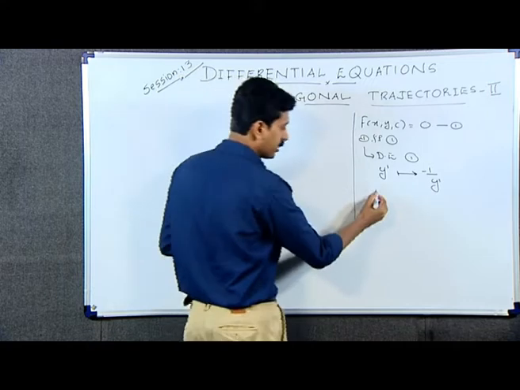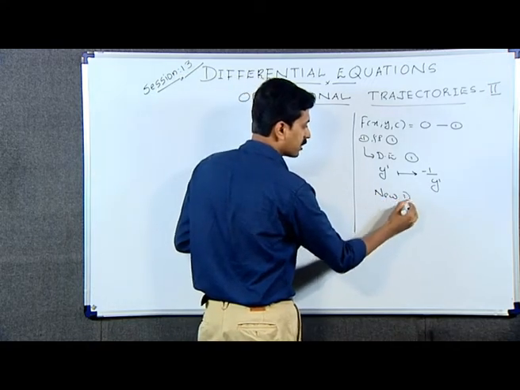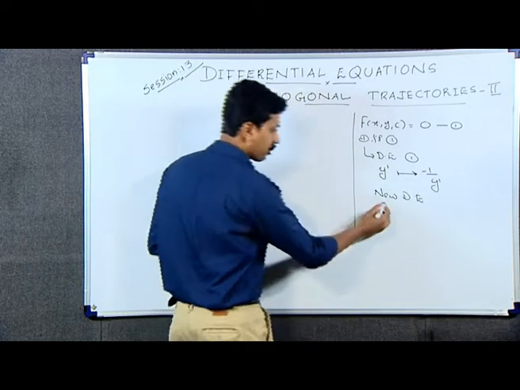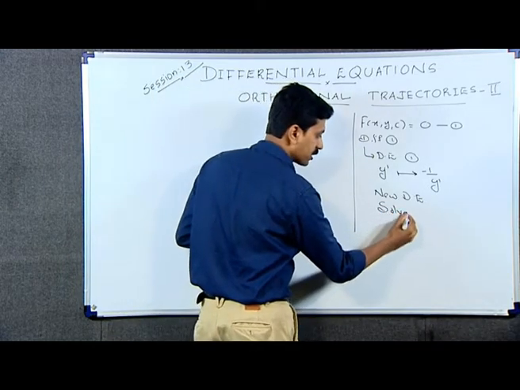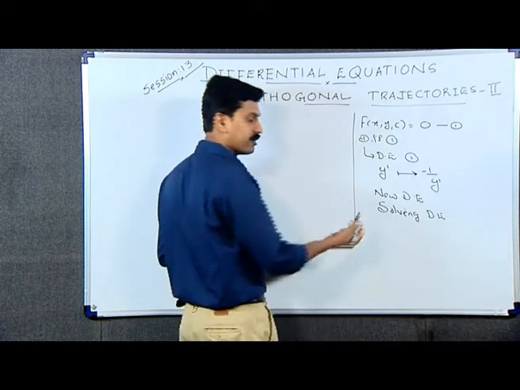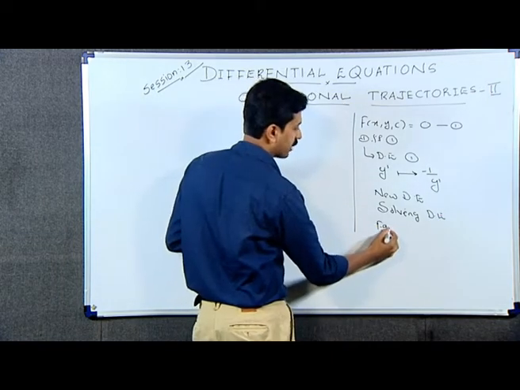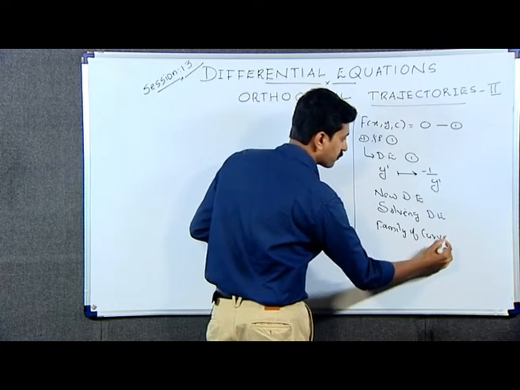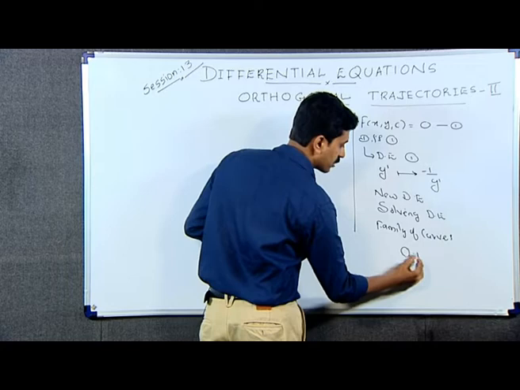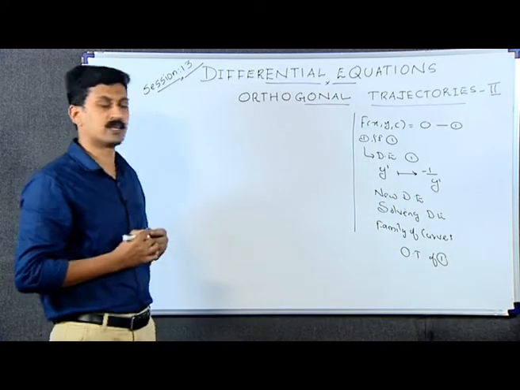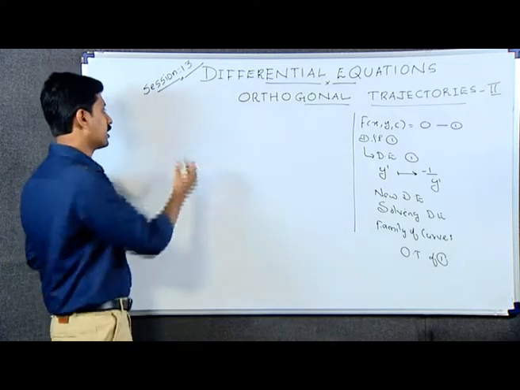So, we will have a new differential equation. We will solve that new differential equation, and while solving it we will get a family of curves. That family of curves is called the orthogonal trajectories of equation number 1. This is our method or pattern as we discussed in the last session.